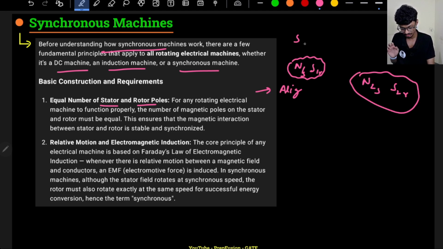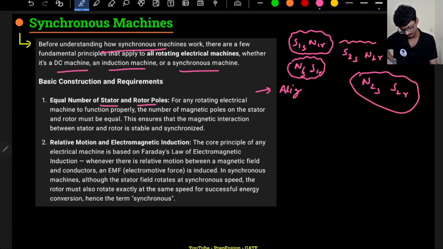Basically, sorry, S1 of the stator and N1 of the rotor will be aligned with each other, and the same S2 of the stator and N2 of the rotor will be again aligned with each other.